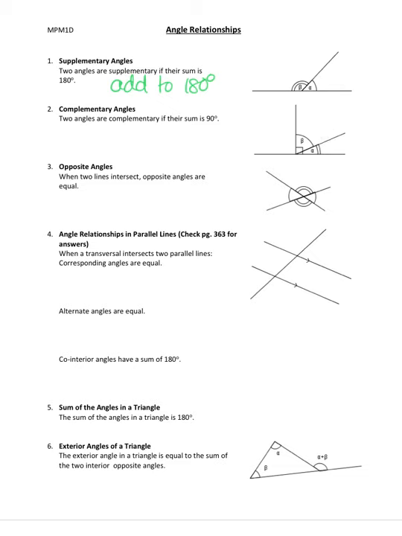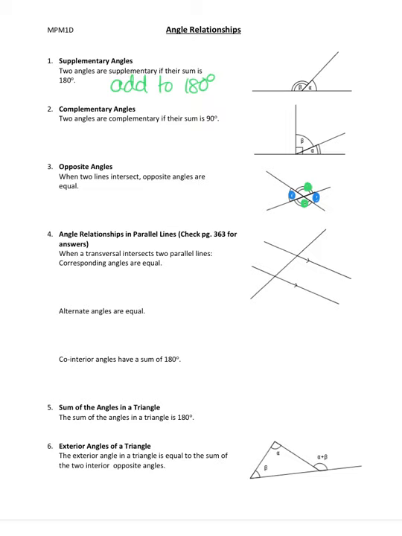Opposite angle rule. Whenever I have two lines that intersect like this, so they make that crossing motion, you're going to have opposite angles that are equal. Okay, so this angle and this angle are going to be the same, and this angle and this angle are going to be the same. So my opposite angles are the same.